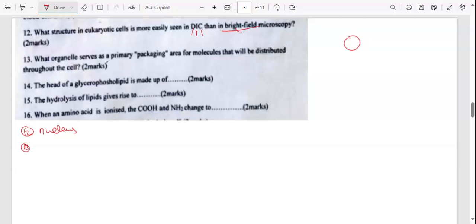Okay, what organelle serves as the primary packaging area for molecules that will be distributed throughout the cell? So it's a primary storage. This organelle is also called Golgi bodies or Golgi apparatus. They have two layers. On top you see disc-like shapes, or tubes or bags, and again down there they are bags. So there is primary and also secondary. These can store as primary packaging. So once they package as primary, we call them Golgi apparatus or Golgi bodies. All right.